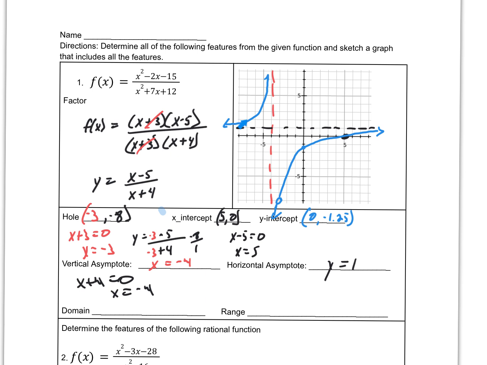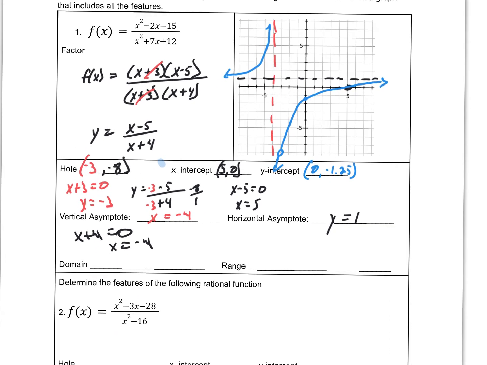So the domain is all real numbers except it doesn't have a negative 4 value, but it also doesn't have a negative 3 value, this hole right here. So when we are representing the domain, we have to be sure to include the vertical asymptote and the x value of the hole. So on this one, we're going negative infinity to negative 4, the vertical asymptote, and then from the vertical asymptote only to negative 3, because there's a hole here at negative 3 on the x value, and then from negative 3 to positive infinity.